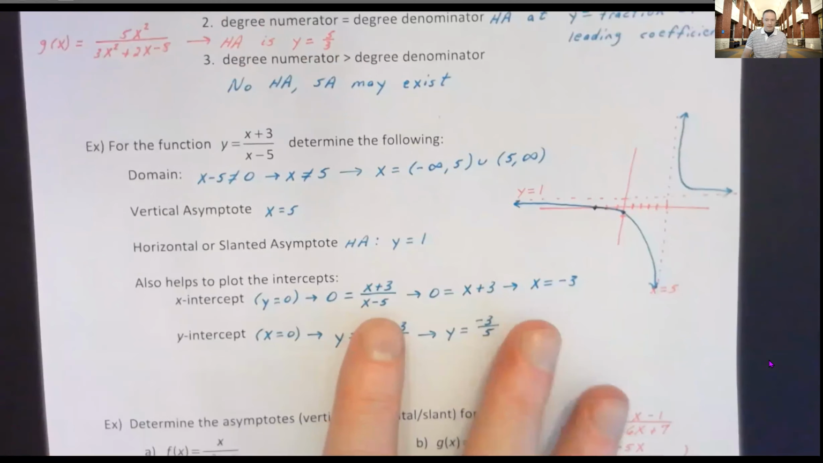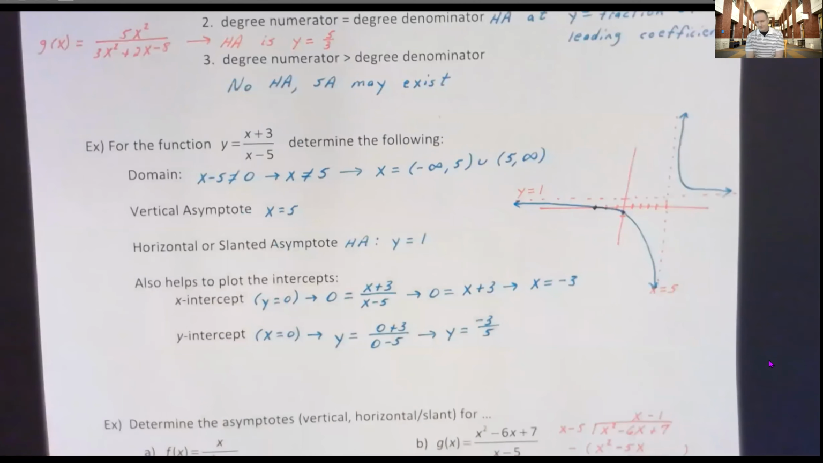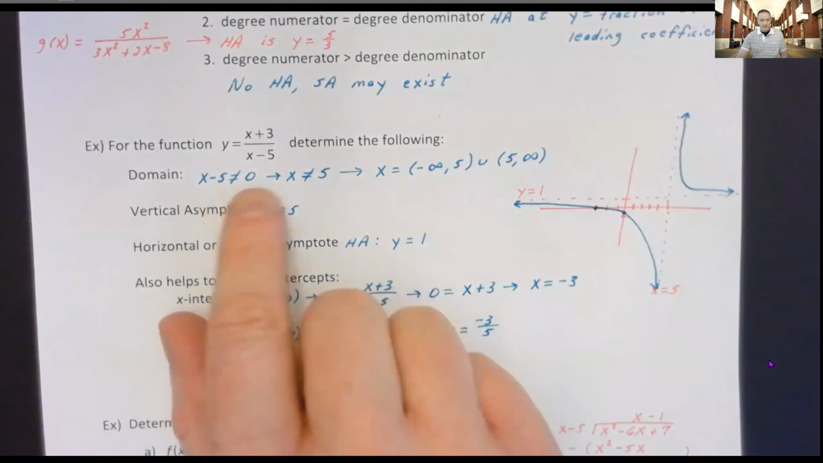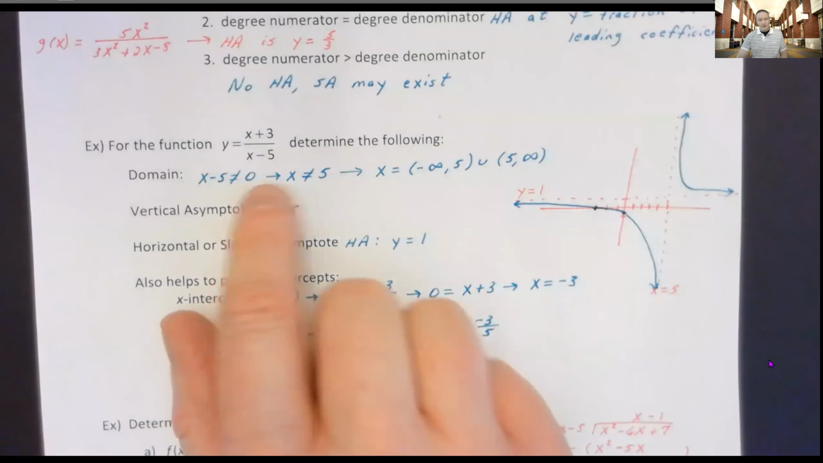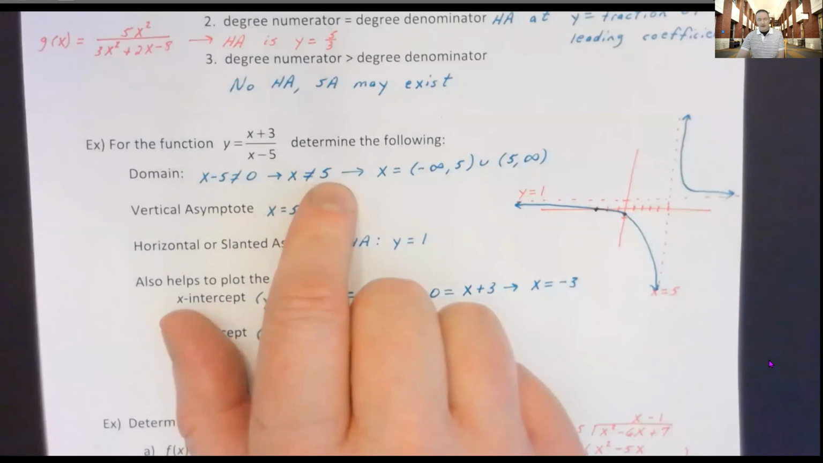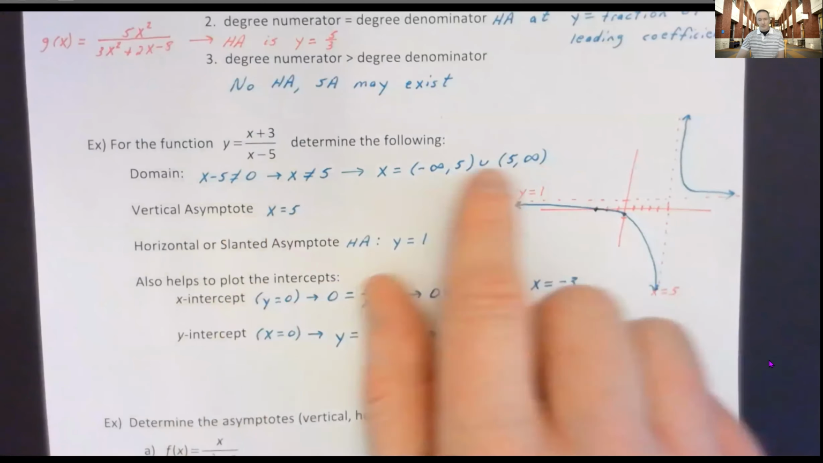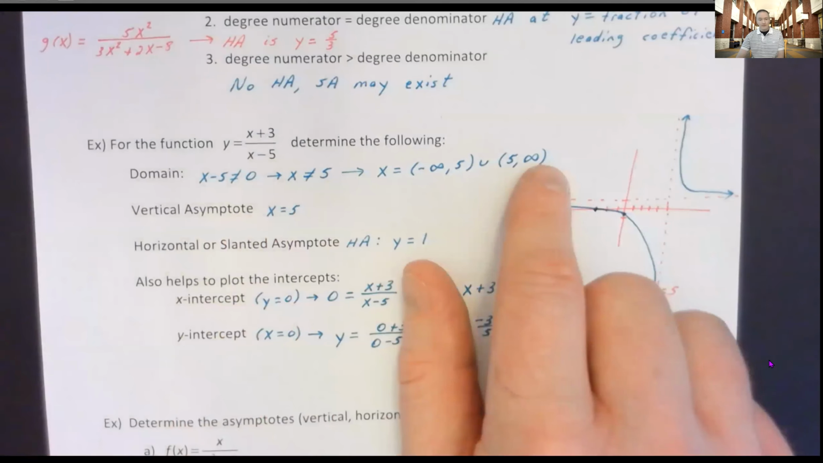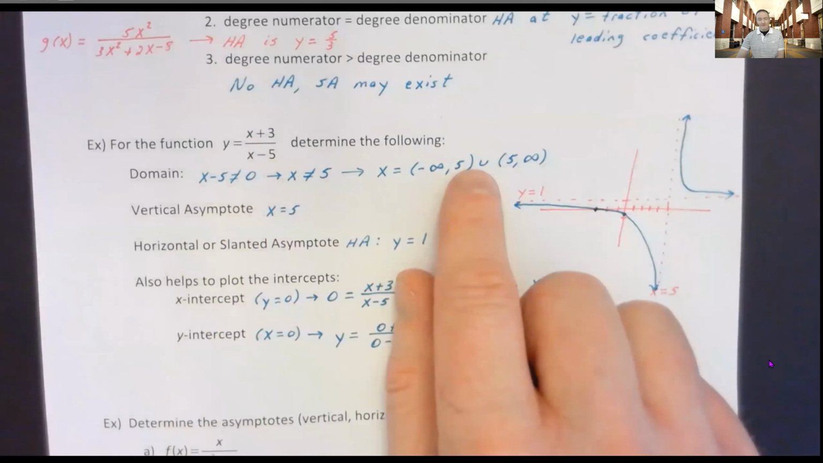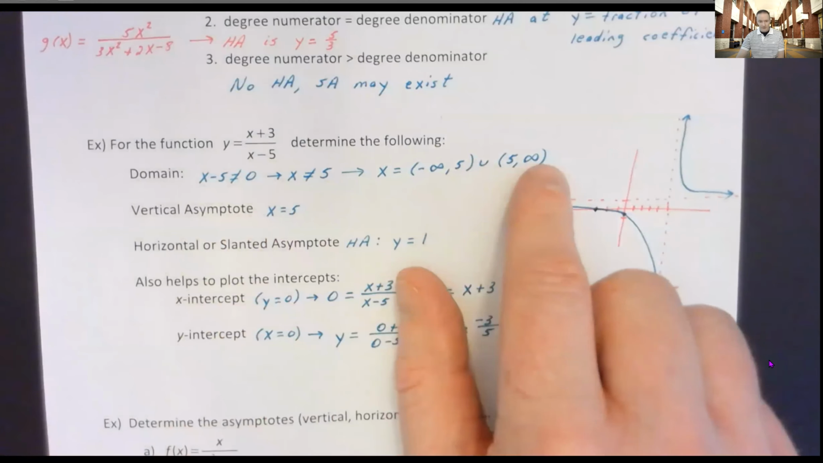Now, looking at a couple of examples here. I give you the rational function x plus 3 over x minus 5. First of all, the domain. You say, well, clearly this rational function is not going to exist if that denominator is 0. Well, that tells me that x cannot equal 5. The domain in interval notation is the values that x can be. So you'd say negative infinity to 5, union 5 to infinity.